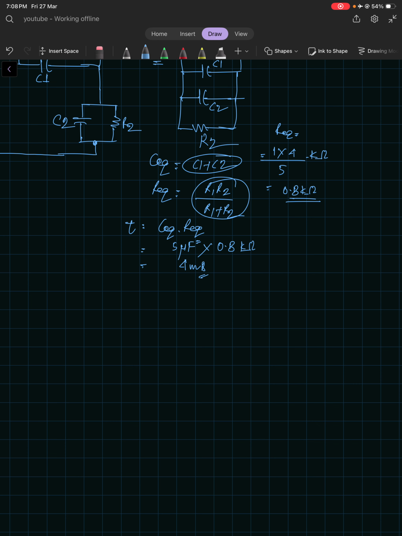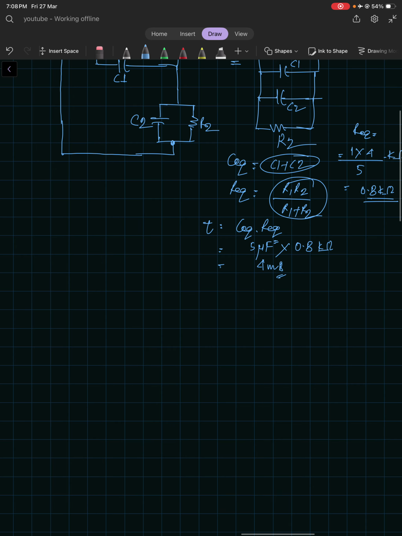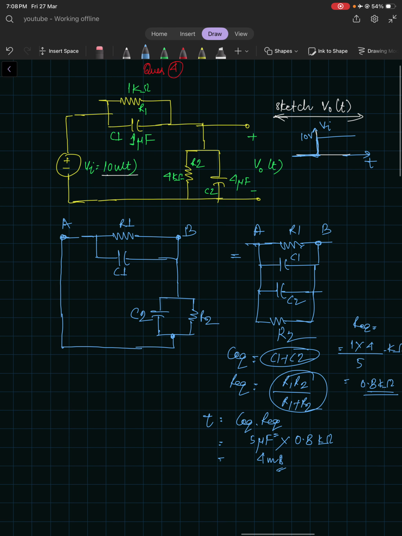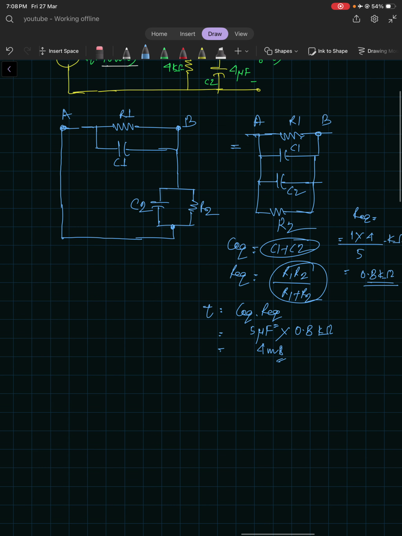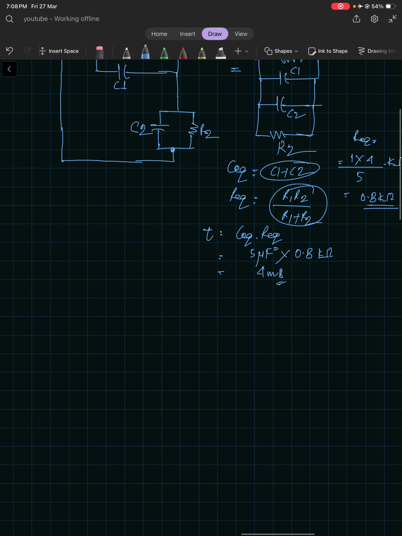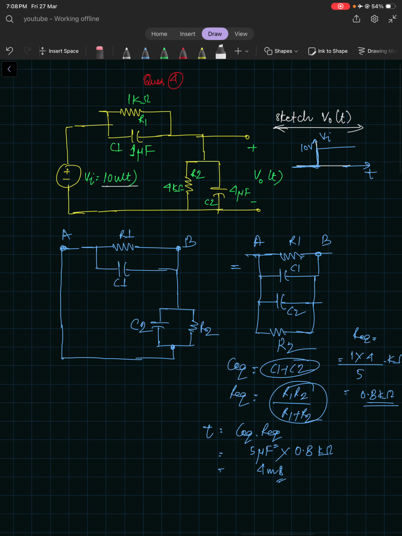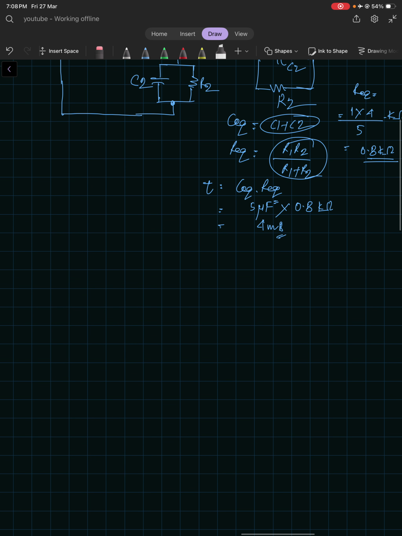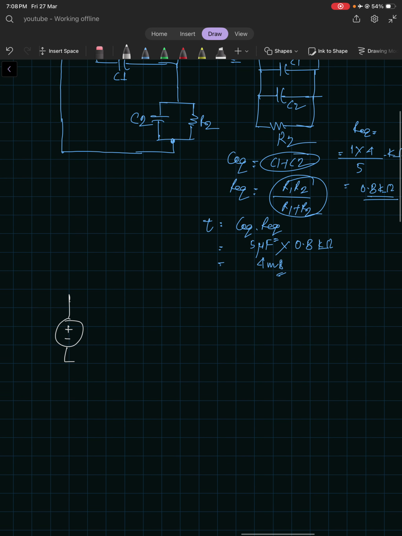So here I have already calculated the time constant as 4 milliseconds, right? This was very simple. Now let's go with the initial condition. What is the value of V naught at 0 plus? Since the capacitors are initially not charged, let's draw the circuit at t equal to 0 plus. Very interesting question. Okay, this will be 10 volts.